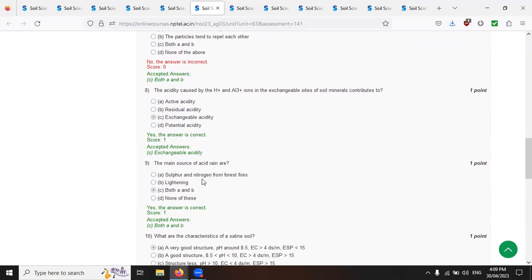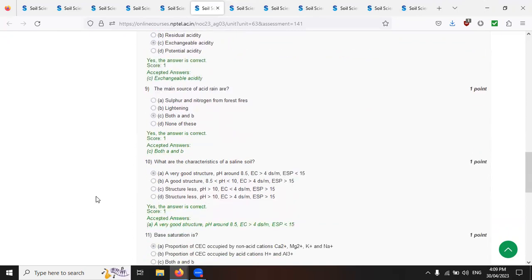The main source of acid rain are both sulfur and nitrogen from the forests. Lightning. It's actually all of them. It could also be cities, pollution. There's all sorts of carbon monoxide that's taken up. Everything goes up and gets dropped back down. It's not broken down.